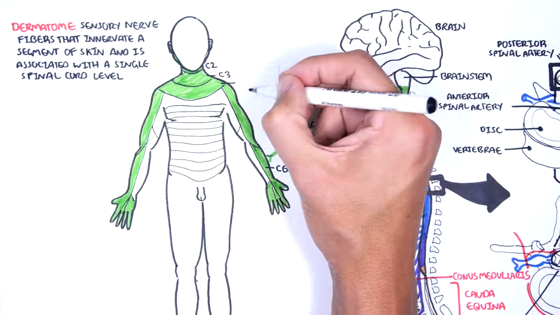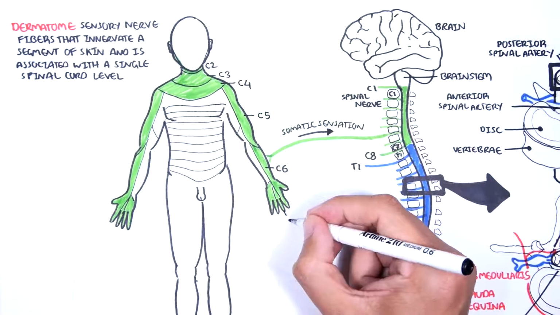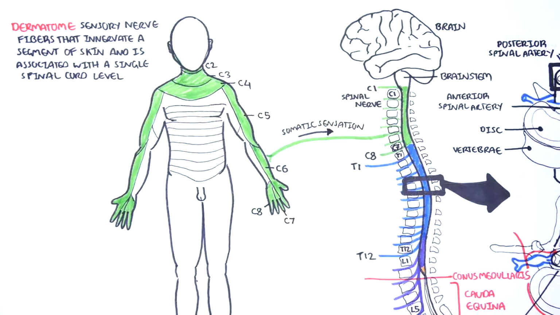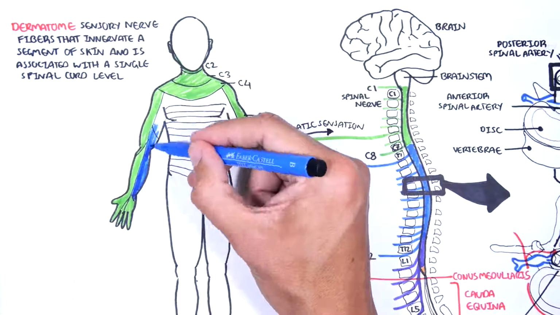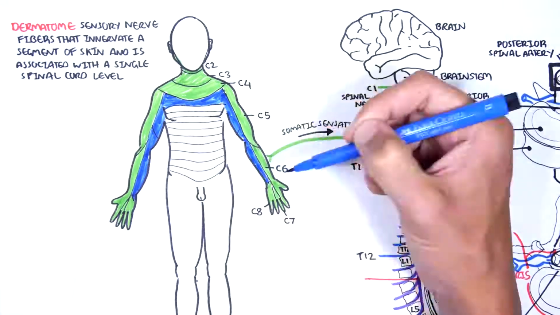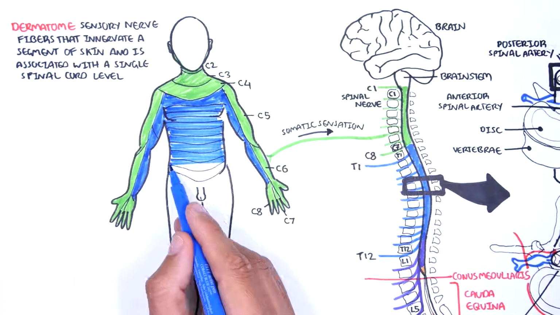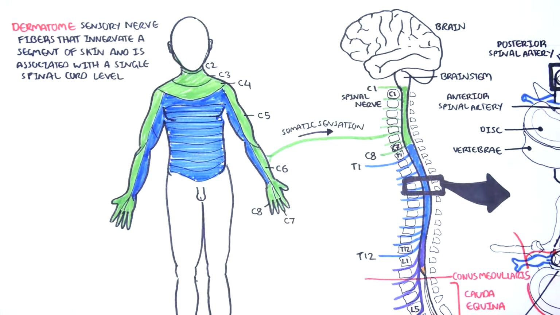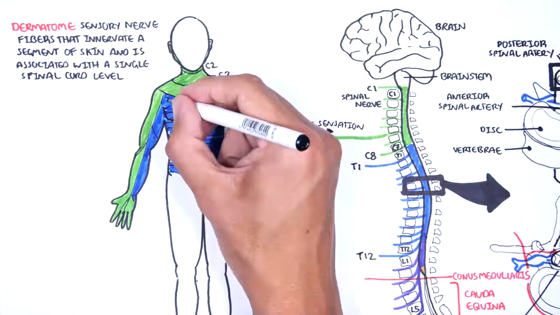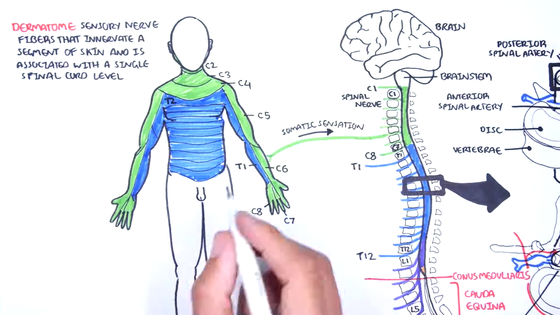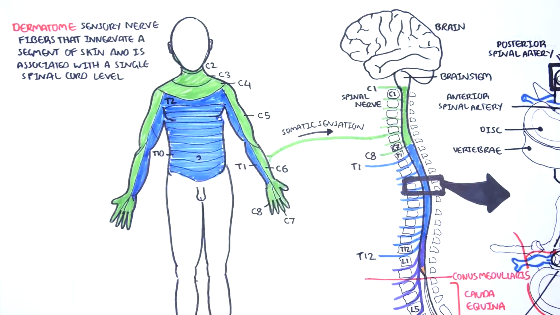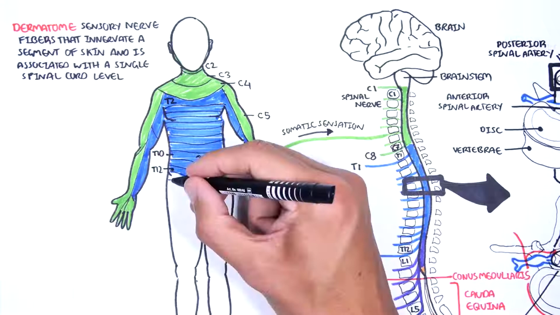Here is C2, C3, C4, C5, C6, C7, and C8. We have 8 cervical spinal nerves. These segments are the dermatomal distribution of the thoracic spinal cord in blue. T1 spinal cord, and so on. T10 is easy to remember because it is along the umbilical level.